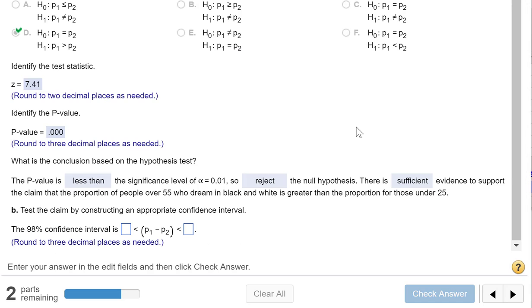Okay, now let's test the claim by constructing an appropriate confidence interval. And they're choosing a 98%, which is fine. We have technology. We don't care what they ask us to do. We can do it.